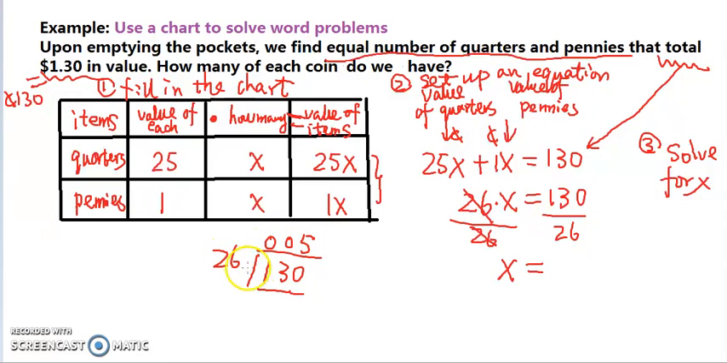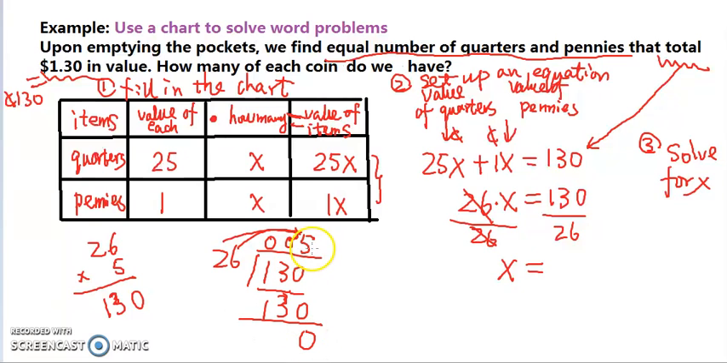When we do 26 times 5, 5 times 6 is 30. Put a little 3 here, and 2 times 5 is 10. 10 plus 3 is 13, so that's 130. And 130 minus 130 is 0. So the answer is 005, but these zeros don't make a difference to the number 5. So the answer will just be 5.